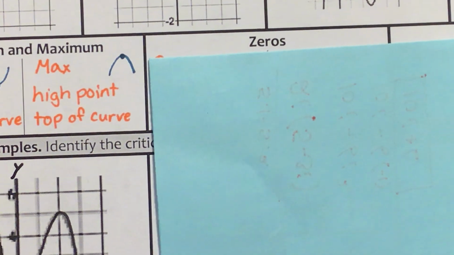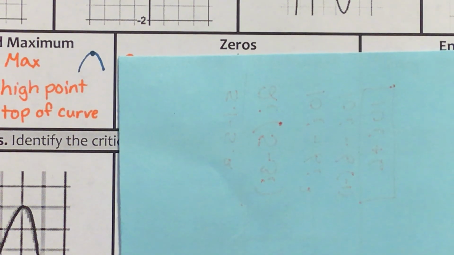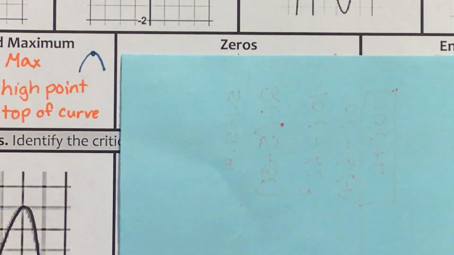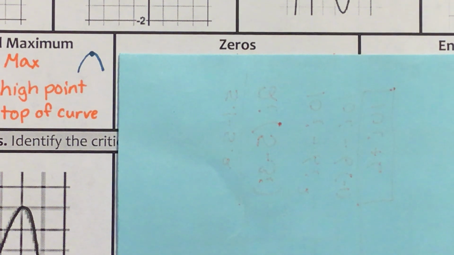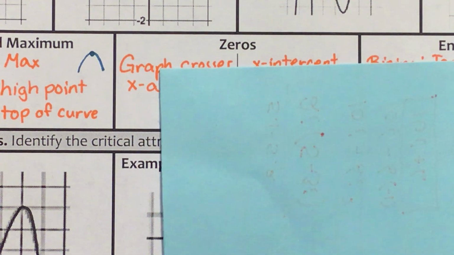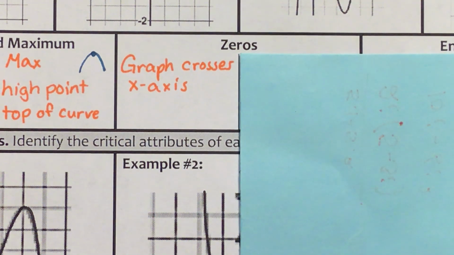Over here for zeros, we've done zeros quite a bit. We have factored and set each factor equal to 0 and solved for x. That's a way that we have found zeros with polynomials, including with quadratic functions. We've used the quadratic formula. So those things are all zeros. Zeros are the place or places where your graph crosses the x-axis. Let's draw a little picture of that.